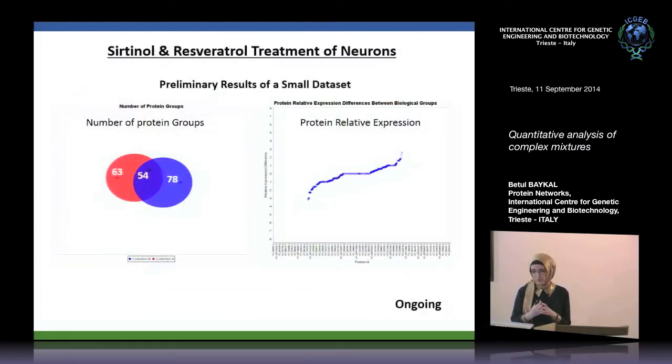So this is the very preliminary result of a small data set. This is just coming from one band, and you can see the proteins identified in the groups, different proteins and the common proteins, and I also get the protein relative expression change, and you see still not much of a thing changed, as should be expected even in a small data set. So this is also an ongoing experiment.